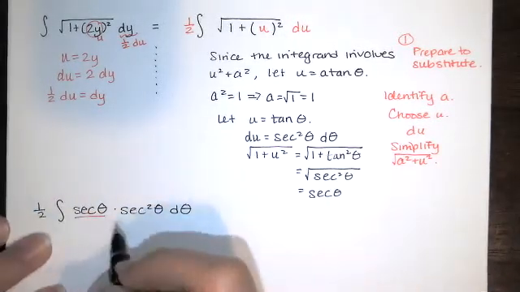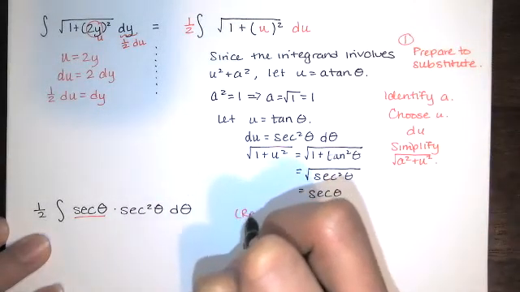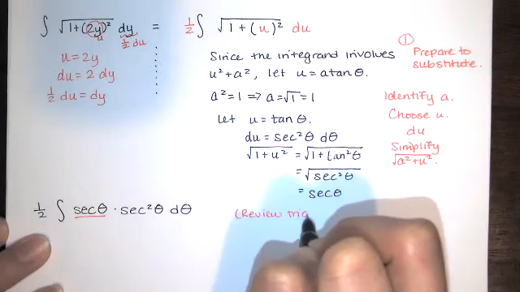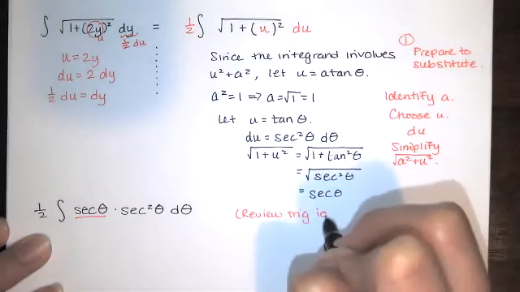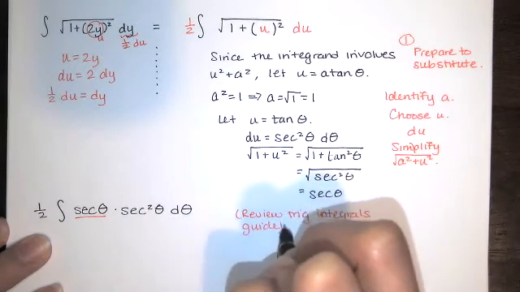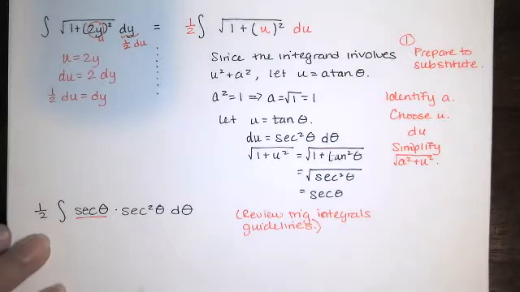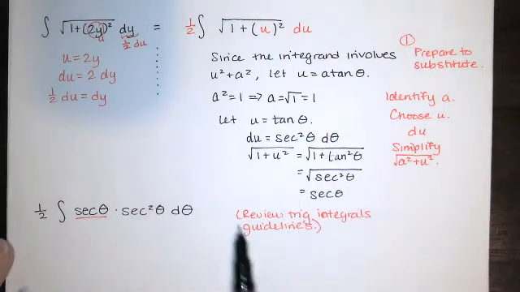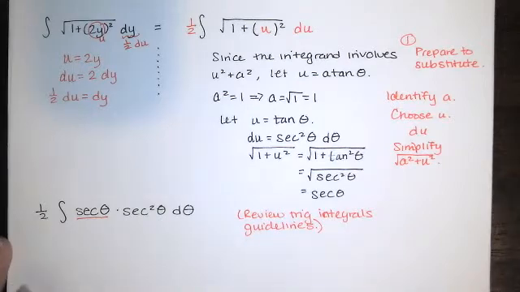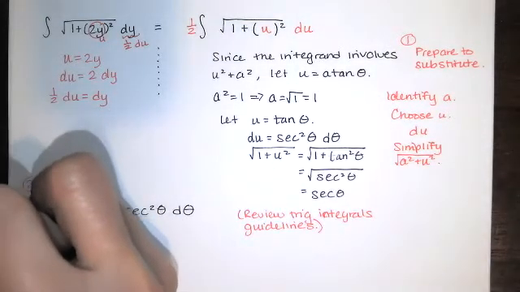And if you're saying to yourself, how did you know that? You might want to review the Trigonometric Integrals guidelines. They tell you if the power of secant is odd and there are no tangents, do this. And that's what I'm remembering and then applying here. So we prepare to substitute. The next thing we did was we substitute and then we simplify.